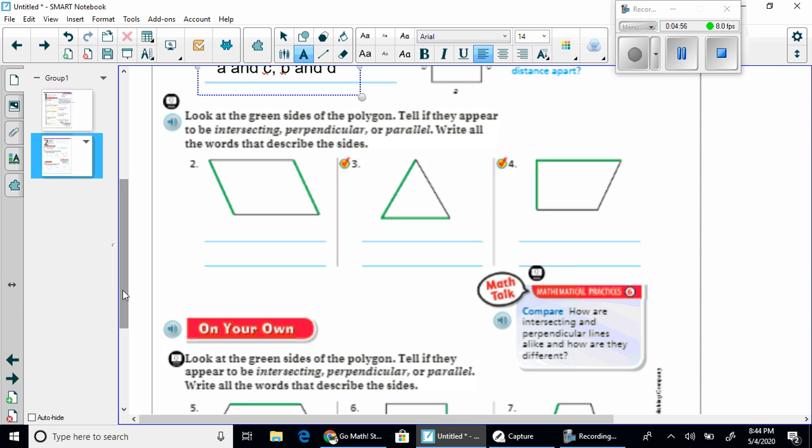This is a good spot where if you need to rewatch the first page or flip back to the first page to help you out, that would be a good idea.